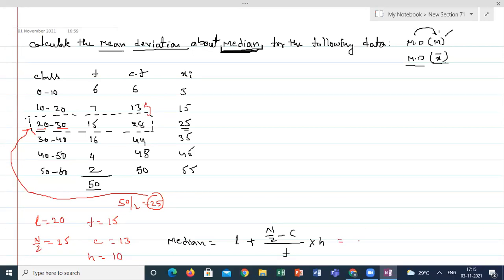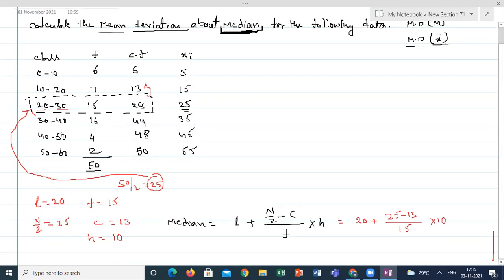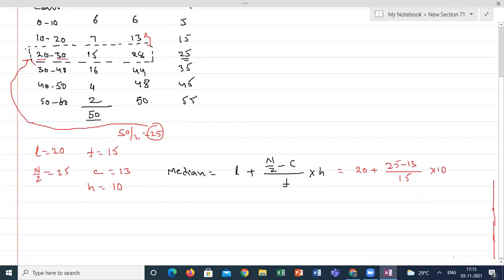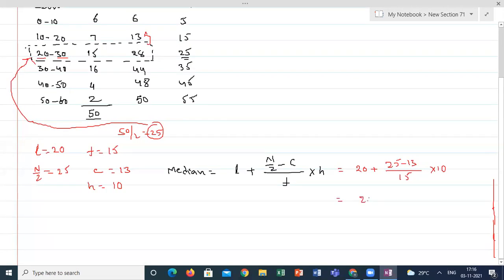Substitute all the values and let me know what median you are getting. 20 plus 25 minus 13, divided by 15, into 10. So how much will you get? 25 minus 13 is 12, so 12 by 15 into 10. That is 8. So I'm getting the median as 28.